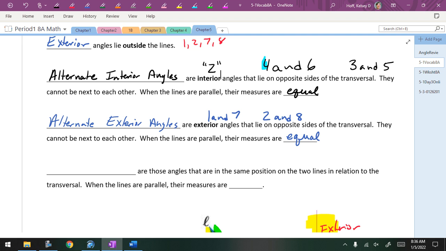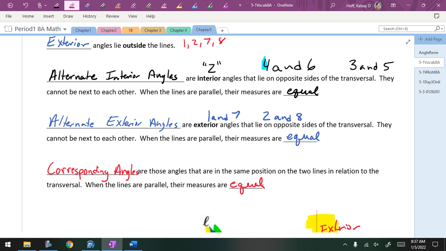Okay. All right, last one. Corresponding angles. Corresponding angles are angles that are in the same position on the two lines in relation to the transversal. When the lines are parallel, their measure is equal. These are completely different than your alternate interior and alternate exterior.